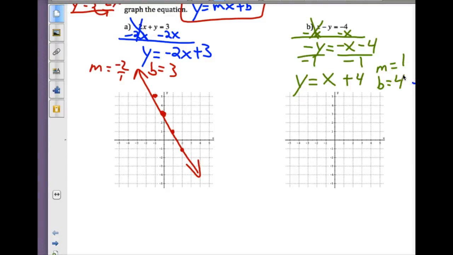Everybody graph it. A y-intercept of 4 and a slope of 1. Up 1 over 1, down 1 left 1. Use a straight edge.